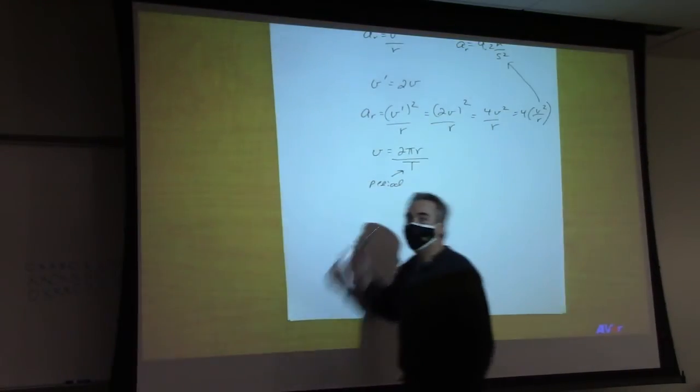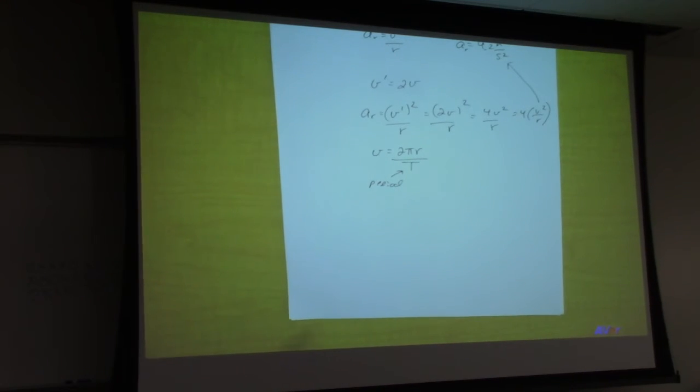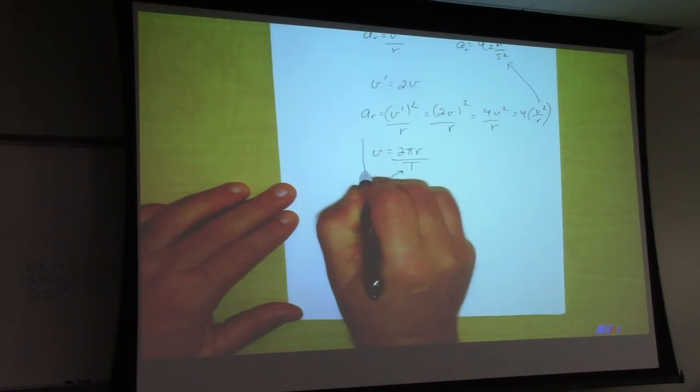So the period is the time to go around just one time. So it's not tension, it's t. We used t for tension before, but this is the period. The amount of time to go around once. So we could use that with some of these circular motion problems.